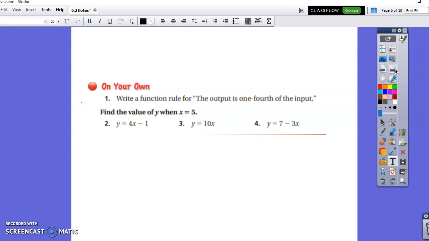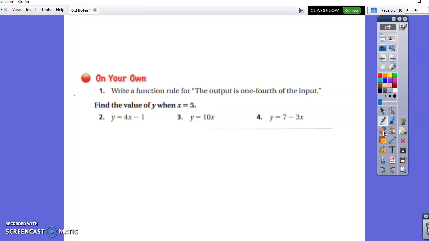All right, let's try a couple on our own here. Number 1 says, write a function rule for the output is 1/4 of the input. So the output, y equals 1/4 of the input. So 1/4 times x, which I can write 1/4 x. So it should be y equals 1/4 x.